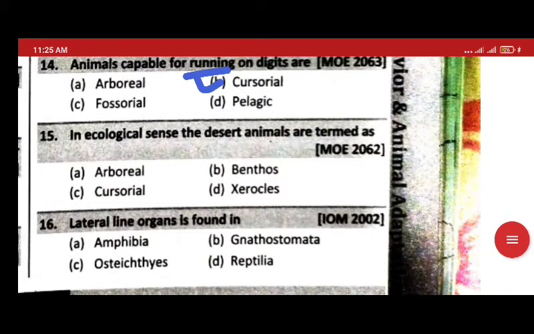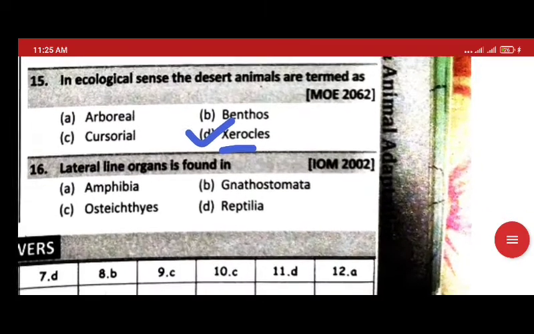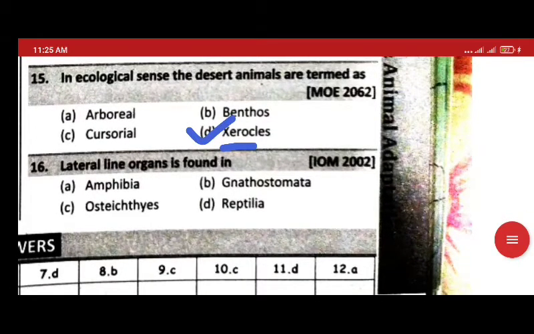Now number 15. In the ecological sense, desert animals are termed as xero. So xero says that it is for desert. Now lateral line sense organs are found in. The lateral line is present in water for sensing water pH value or water current. So option C is that.